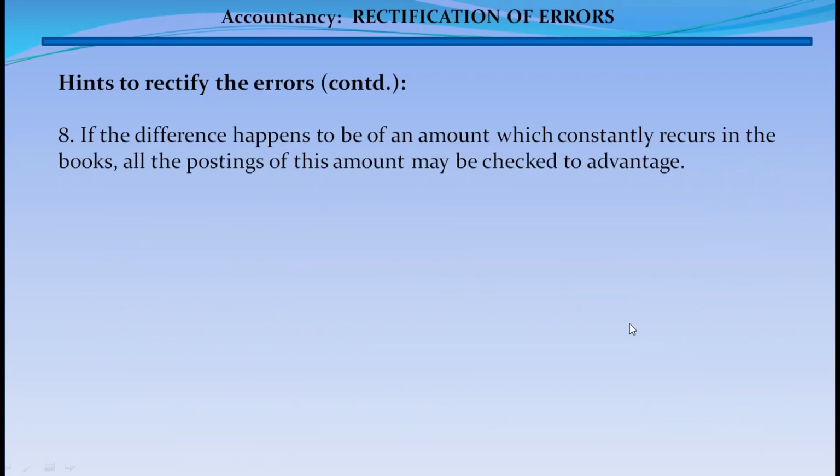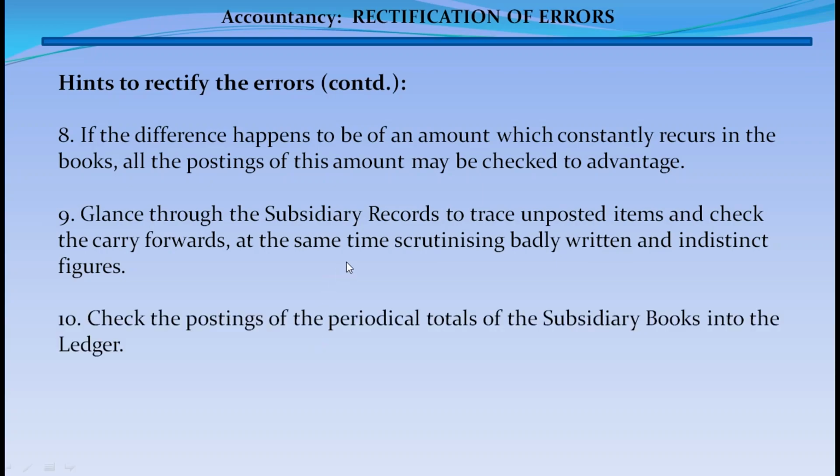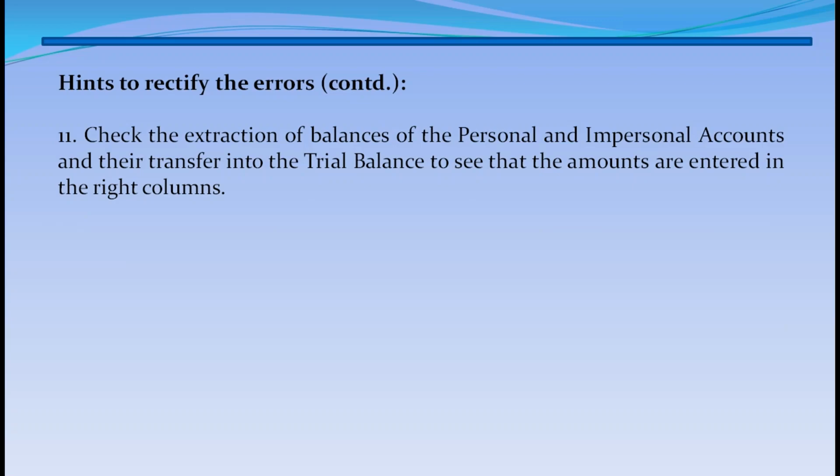8. If the difference happens to be an amount which constantly recurs in the books, all the postings of this amount may be checked to advantage. 9. Glance through the subsidiary records to trace unposted items and check the carry forwards, at the same time scrutinizing badly written and indistinct figures. 10. Check the postings of the periodical totals of the subsidiary books into the ledger. 11. Check the extraction of balances of the personal and impersonal accounts and their transfer into the trial balance to see that the amounts are entered in right columns.